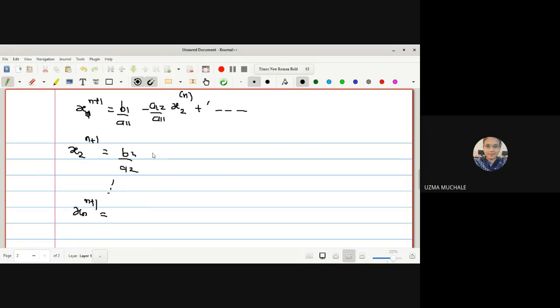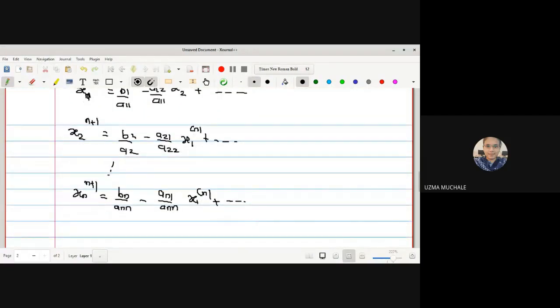Okay. So let me write down the terms which we get here: a21 divided by a22 x1 raised to n, and so on. The last will be bn upon ann minus an1 divided by ann x1 raised to n, and the next term. So in this way we have followed the n iterations, and we have got the values of x1, x2 and x3.